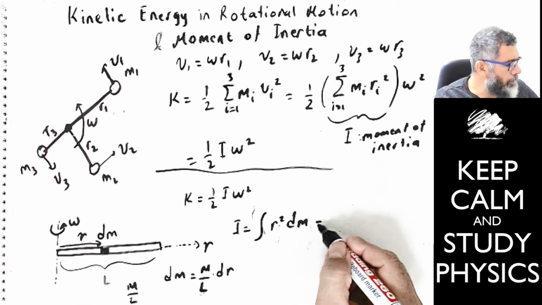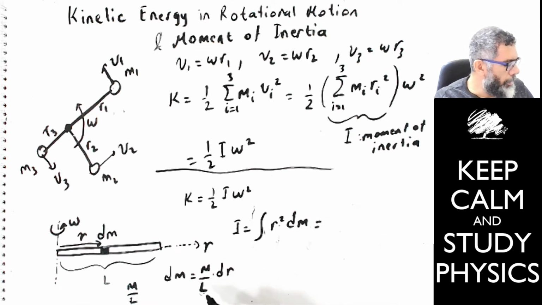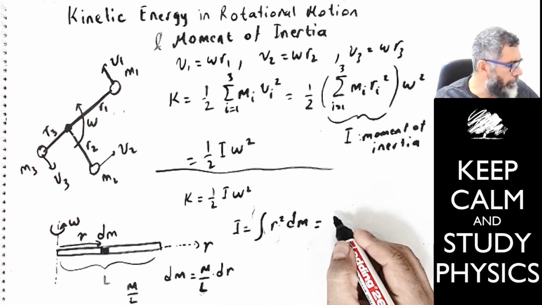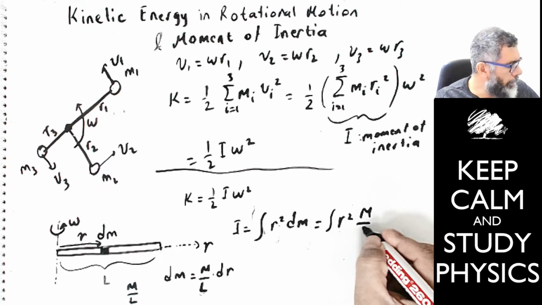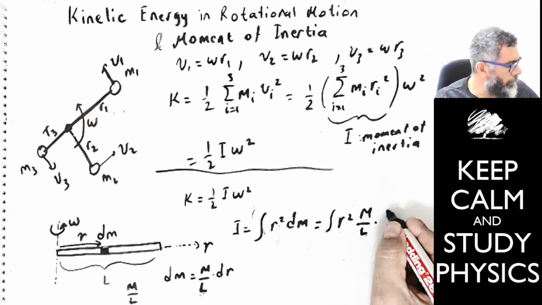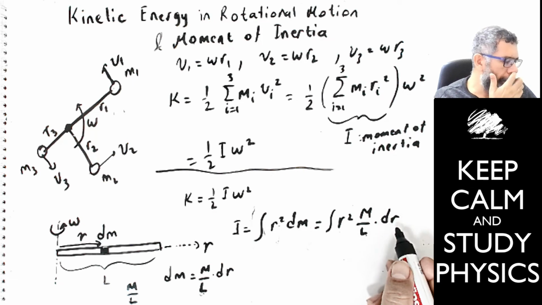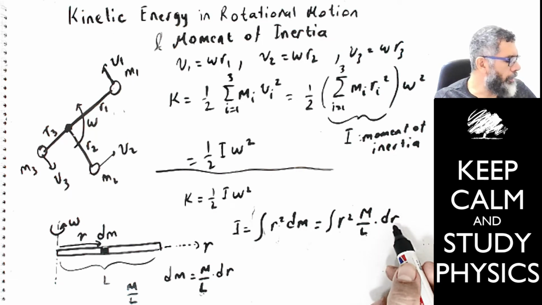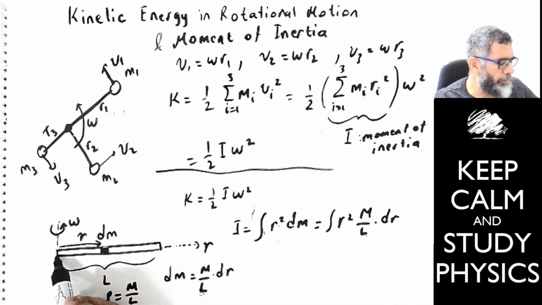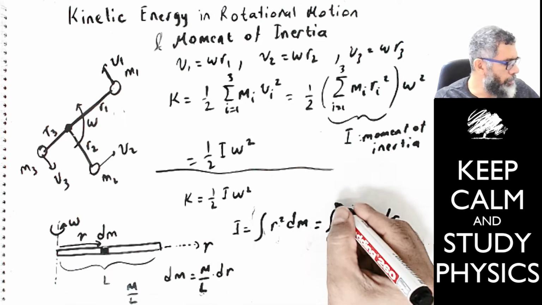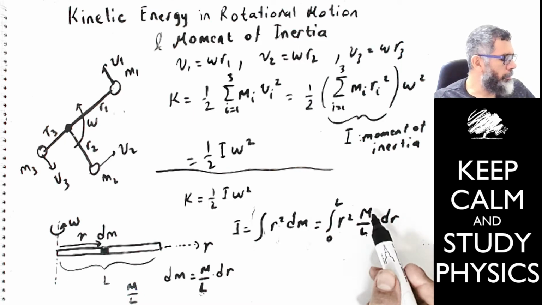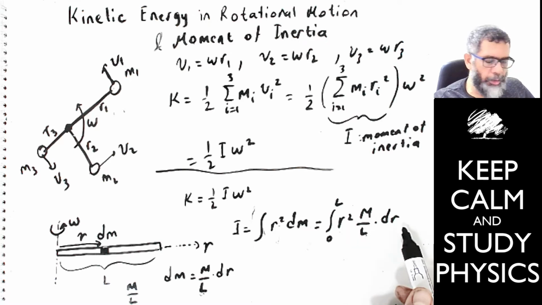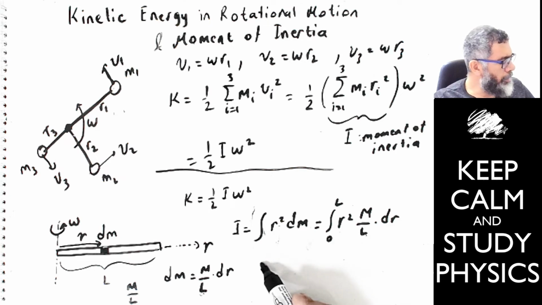So next, everything is more clear now. Just replace dm inside the integral by r squared M divided by L. Well, M is constant, L is constant, multiplied by dr. And what about the limits of all these dr's? Well, they will run from 0 to total length L. So we can take this M divided by L ratio simply out of the integral because it's just a constant, and you can just take the integral of r squared dr. That's it.